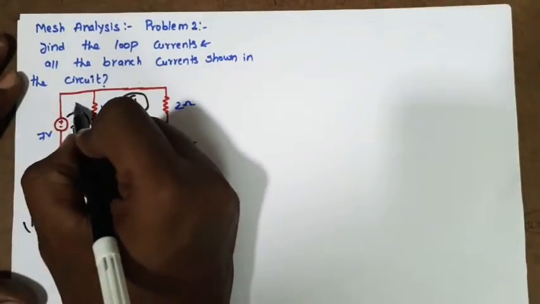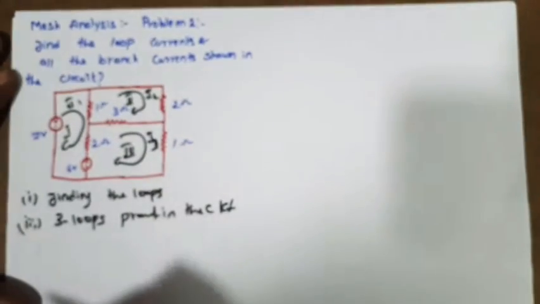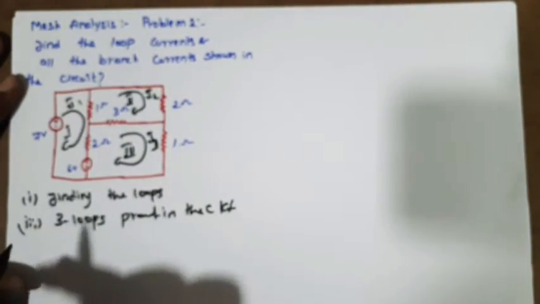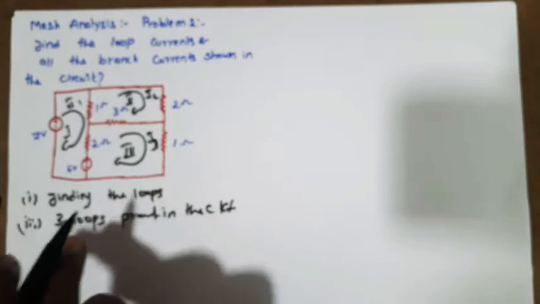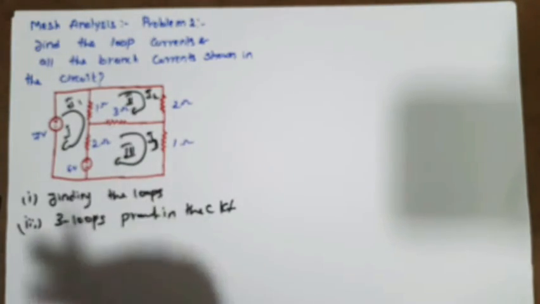Let us take the currents I1, I2, I3. The current is flowing through the loops. I1 is the current flowing through the first loop. I2 is the current flowing through loop 2, and I3 is the current flowing through loop 3, respectively. Is it clear?